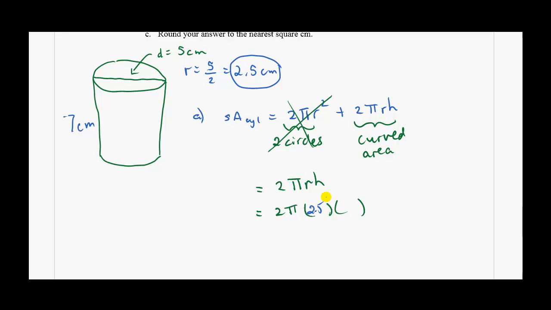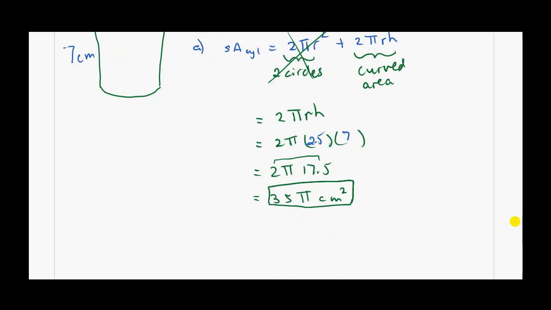Radius is 2.5, height is 7. 2.5 times 7 is 17.5. We will multiply the 2 and the 17.5 and we would have 35 pi centimeters squared. In terms of pi, this is the surface area of the label. Therefore, the surface area of the can's label is 35 pi centimeters squared.